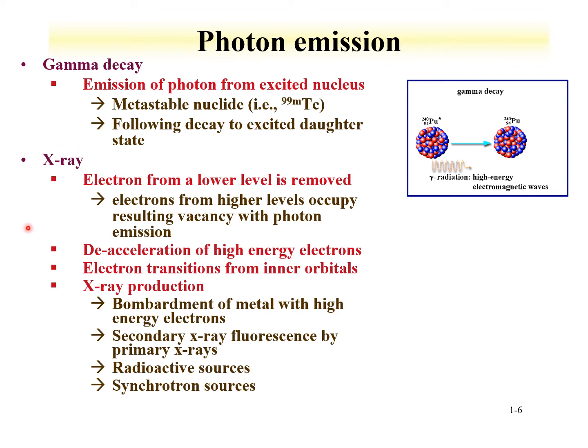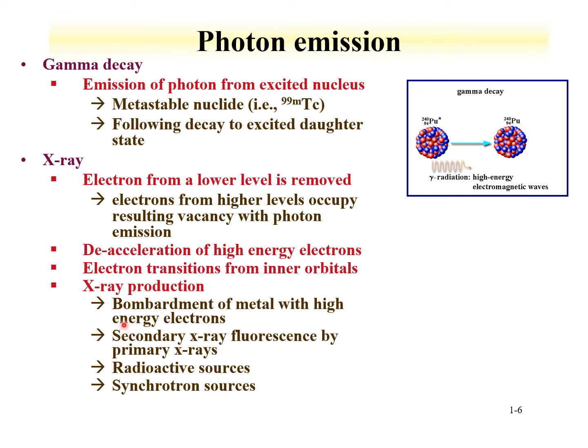Now, X-rays are also photon emission, but that's from the electron level. So it's not from the nucleus itself. And I'm sure you've seen this in previous courses. But a lower orbital electron is removed. Electrons from the higher orbitals occupy that space, and a photon is emitted with that change. You can also get X-rays from deceleration of high energy electrons, and you can also get electron transitions from the inner orbitals. So you get a number of these changes occurring, producing these X-rays.